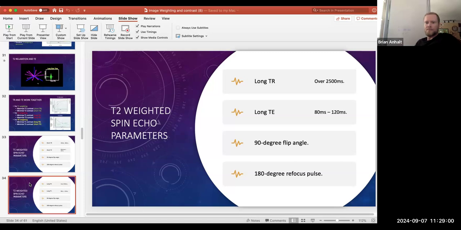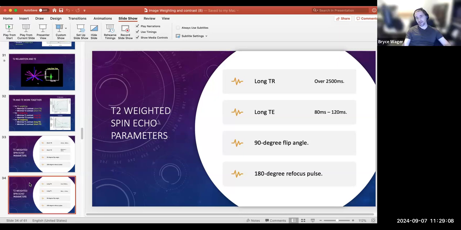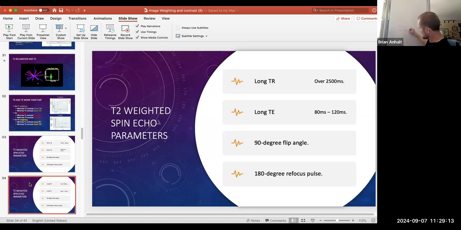T2 weighting. Do we have a long or short TR? Long, right? That's going to be, we're going to say 2,500 milliseconds and up. If I keep waiting, does it matter? Once I hit full longitudinal recovery, am I going to get any further than that? No, so I can keep waiting. It's not going to affect my contrast at all. It'll affect your scan time, not your contrast.